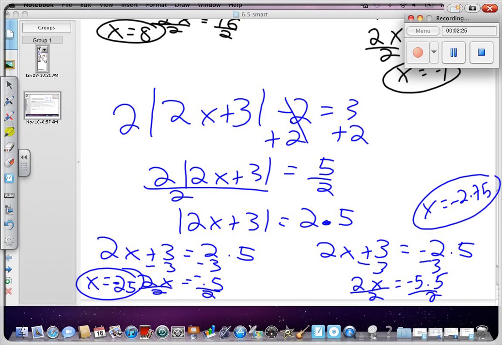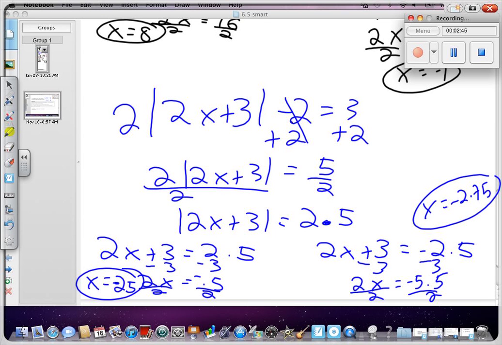There won't be decimals like this much on your homework. But the point that I want you guys to look at is first you get rid of addition and subtraction, then you get rid of anything being multiplied or divided, and then you split your absolute value.